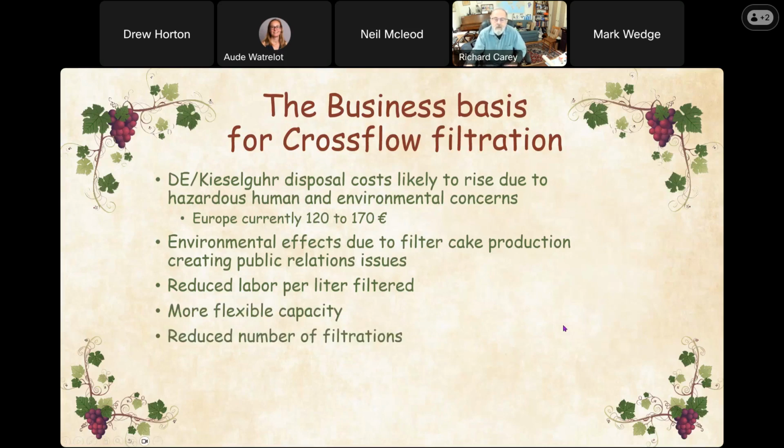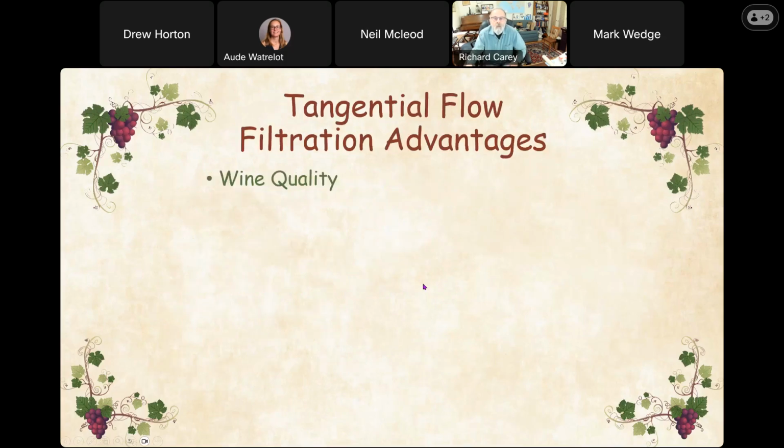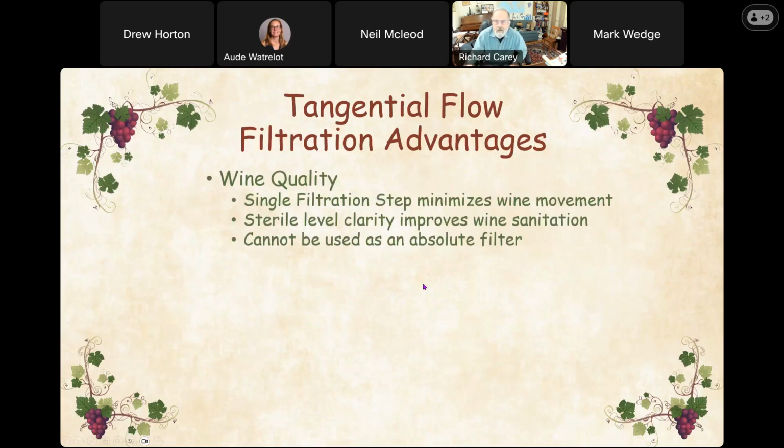It also reduces the number of filtrations that you have to do. This is basically a one-step filtration from a 1% solids down to basically filtered, ready for the bottle in one step. And you also can get more wine produced from the same input. Wine quality is, like I said, a single step down to sterile level clarity.